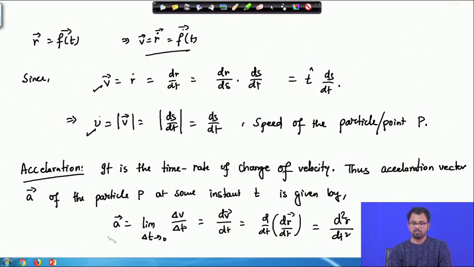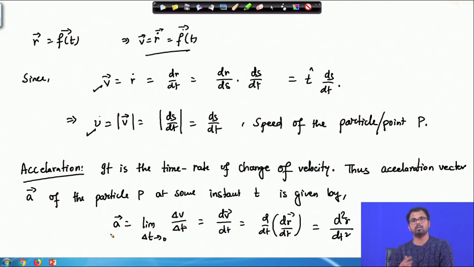So, r double dot is actually our acceleration, and it's also a vector quantity because r is a vector quantity. So, we have a = dv/dt = r double dot, and this actually defines our acceleration.